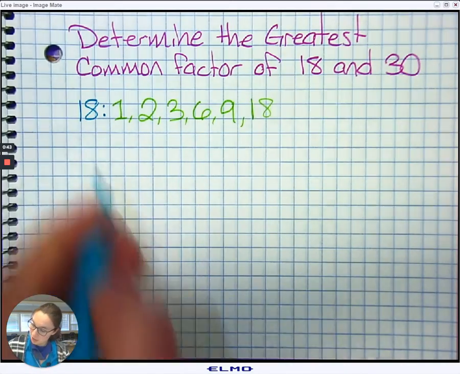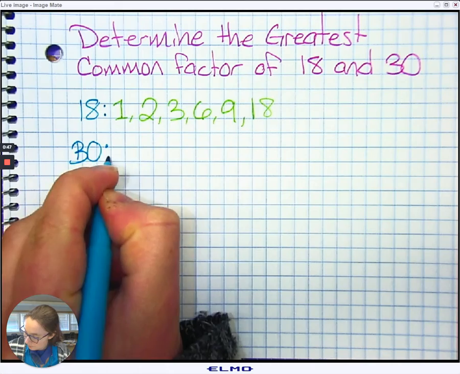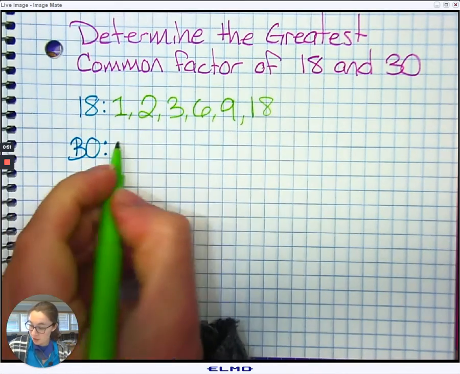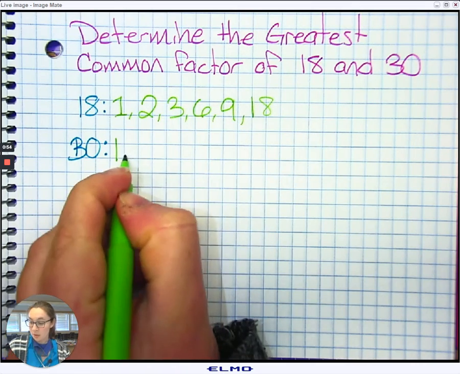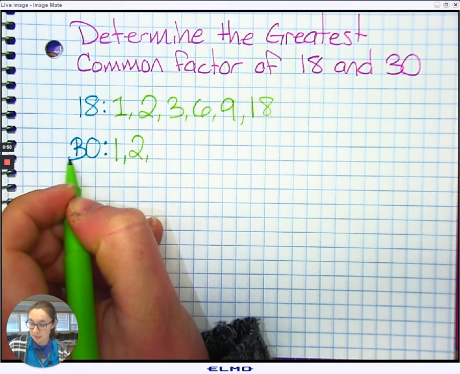Let's find the factors of 30. 30 does not start with a 1. 30 starts with a 3. So, 30. 1, of course, goes in. 2, 30 is an even number, so yes. 3, yes, of course. 3 plus 0 is 3.